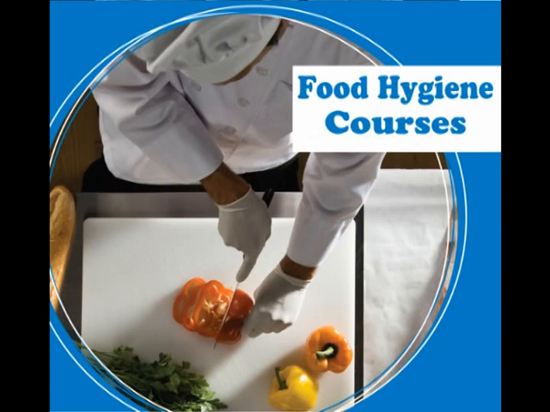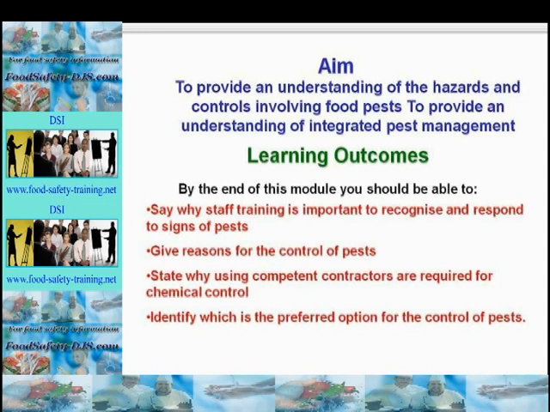The aim of this lecture is to provide an understanding of the hazards and controls involving food pests and to provide an understanding of integrated pest management. Learning outcomes: by the end of this module, you should be able to see why staff training is important to recognise and respond to signs of pests, give reasons for the control of pests, state why using competent contractors are required for chemical control, and lastly, identify which is the preferred option for the control of pests.